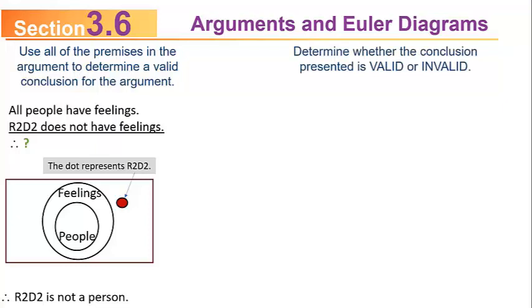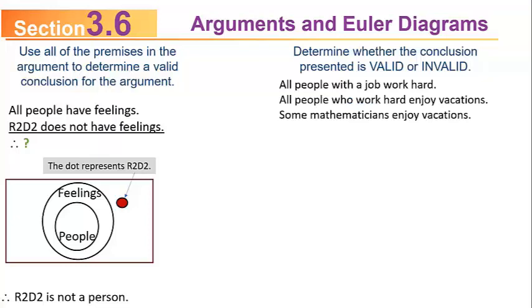How about this? Determine whether the conclusion presented is valid or invalid. All people with a job work hard. All people who work hard enjoy vacations. Some mathematicians enjoy vacations. Conclusion, therefore some mathematicians have a job. Is this valid or invalid?